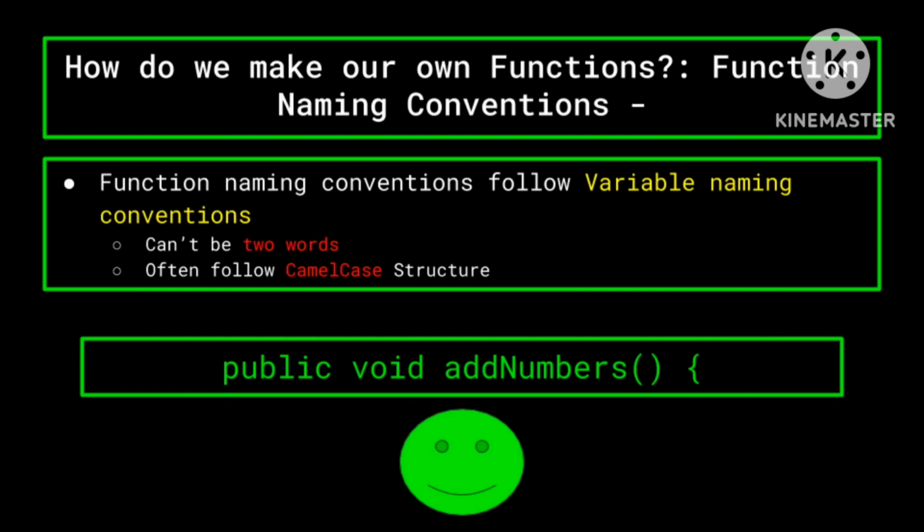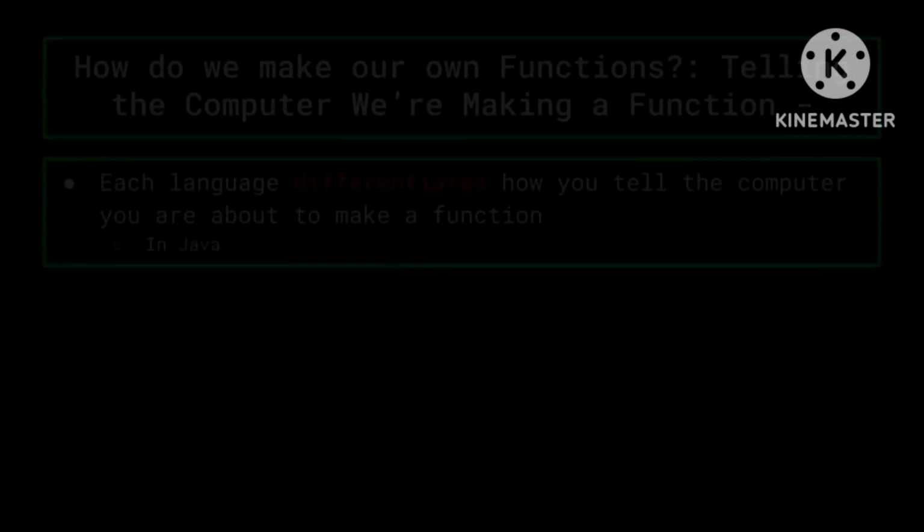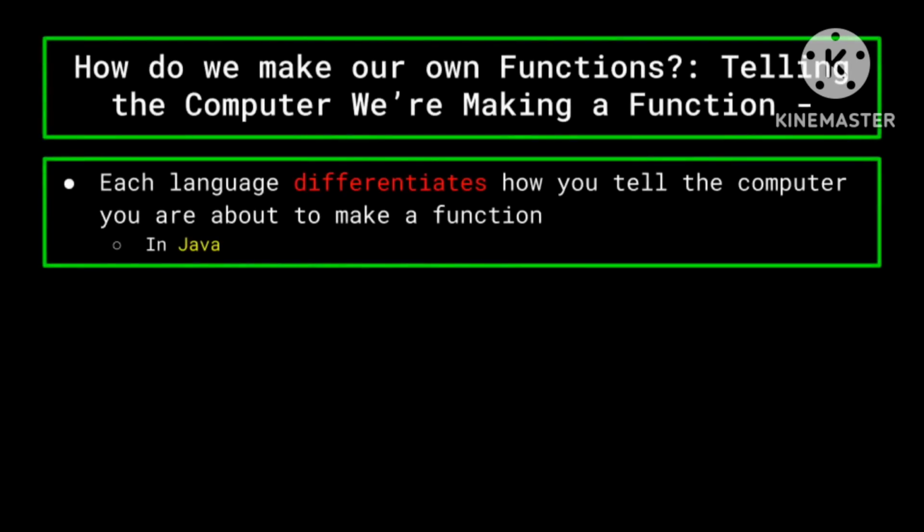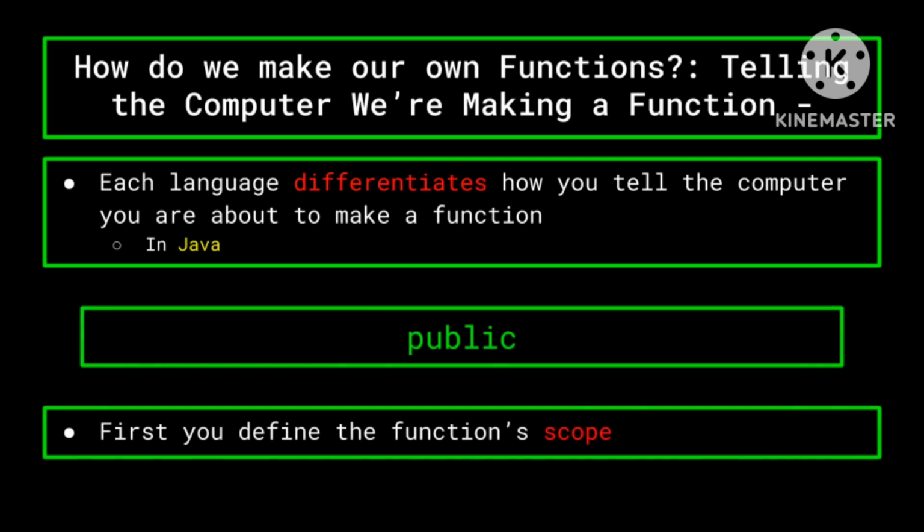Alright, so in general for making functions, each language differentiates on how you tell the computer that it's actually a function. In Java, you have to define the function scope, which is something you don't really need to know unless you're going to become more invested in Java, but basically it tells the computer which parts of the code can use the function and which can't. For this series, all of our functions that we make are going to be public.